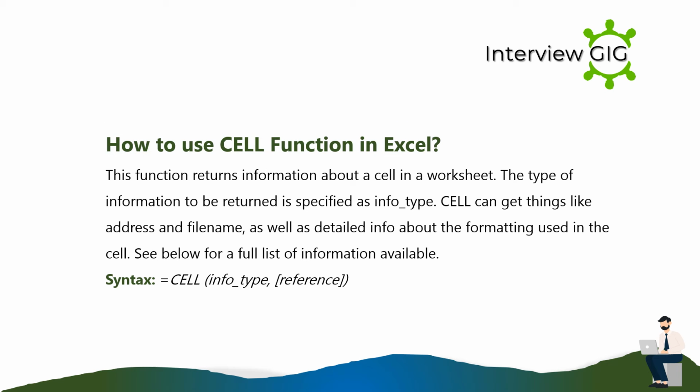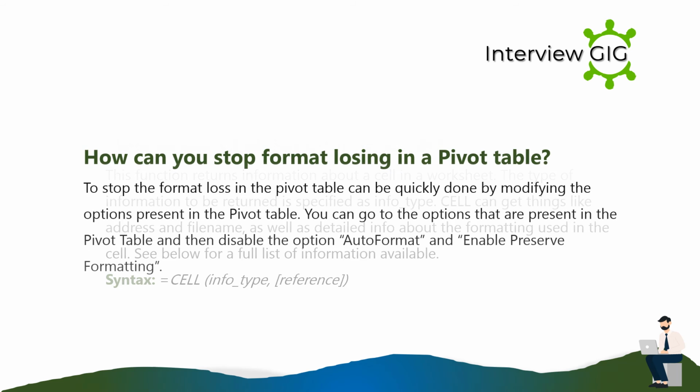How to use the CELL function in Excel. This function returns information about the cell in a worksheet. The type of information to be returned is specified as info_type. CELL can get things like address and file name, as well as detailed info about the formatting used in the cell. See below for a full list of information available. Syntax: =CELL(info_type, reference).